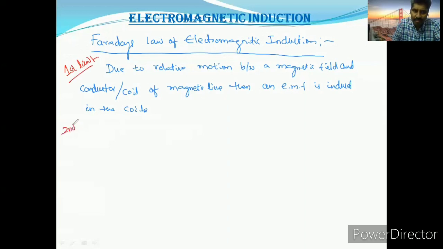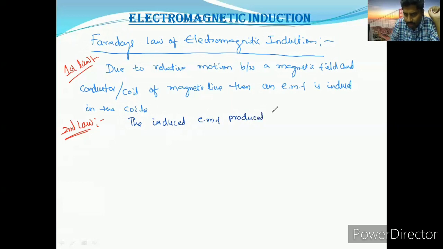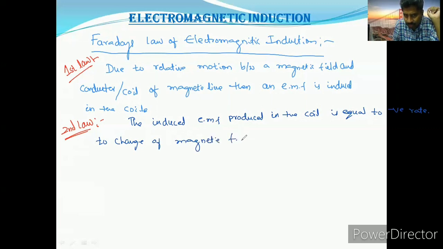The second law explains that the induced EMF produced in the coil is equal to the negative rate of change of magnetic flux linked. So I will write: the induced EMF produced in the coil is equal to the negative rate of change of magnetic flux linked.